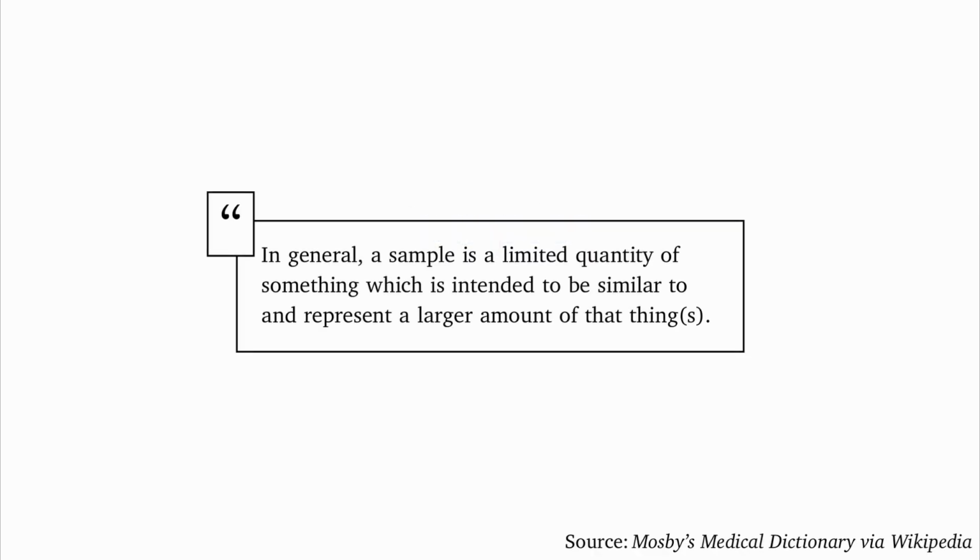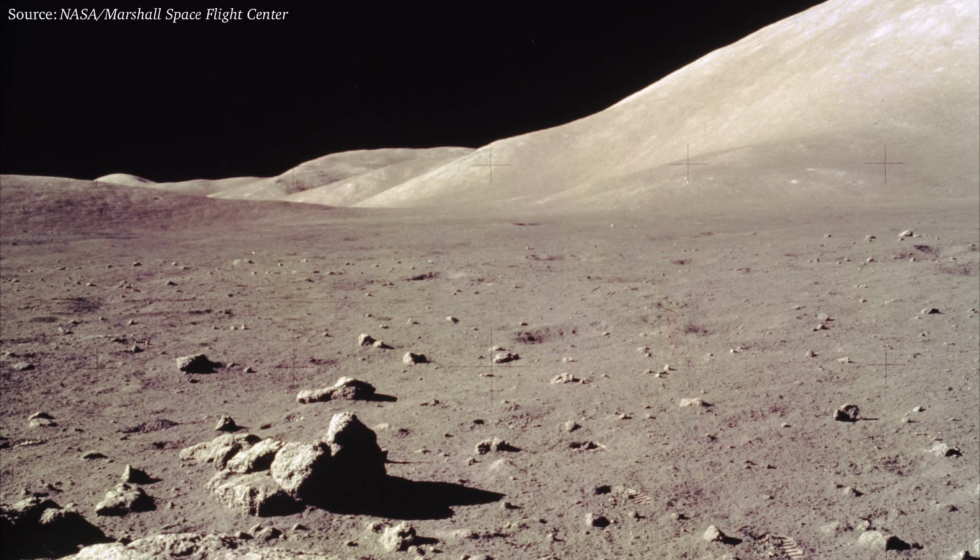So, let's talk about samples. In general, a sample is a limited quantity of something which is intended to be similar to or represent a larger amount of that thing. This also applies for samples in planetary exploration. On planetary bodies, we find mainly rocks and soil, so those are the physical objects of interest.